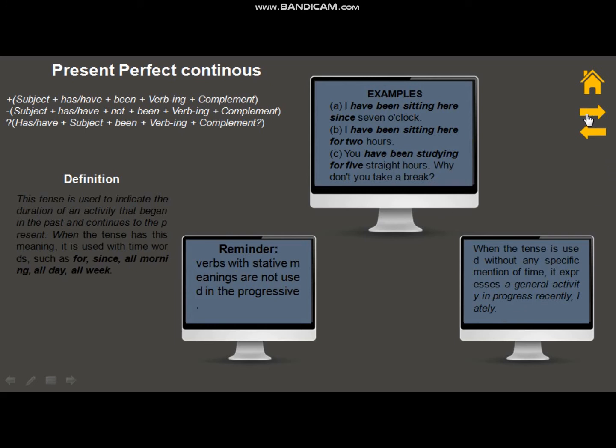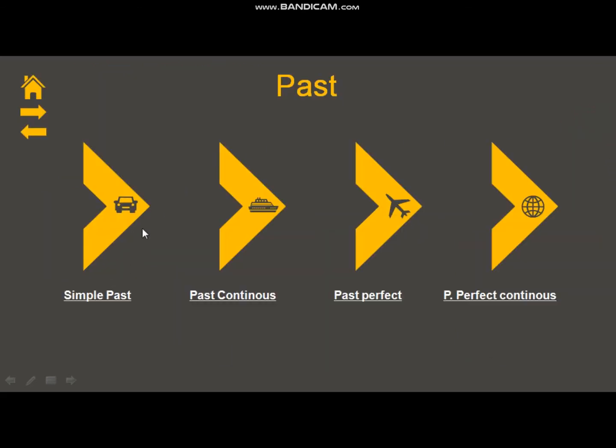Next is past. In this slide or page, you can choose one of these kinds of past: simple past, past continuous, past perfect, or past perfect continuous. You can go to the simple past.